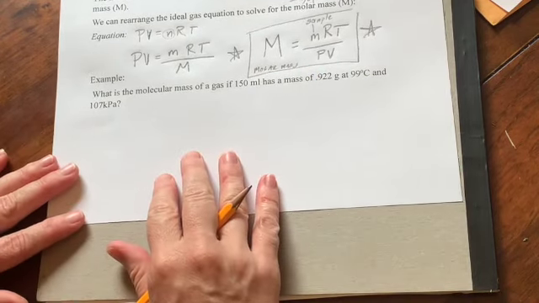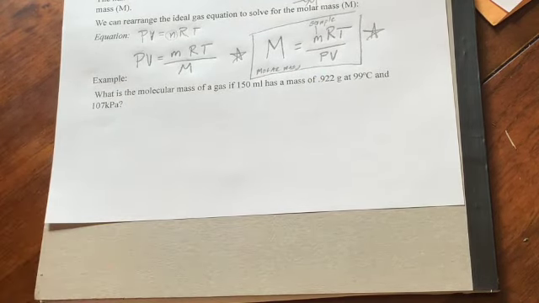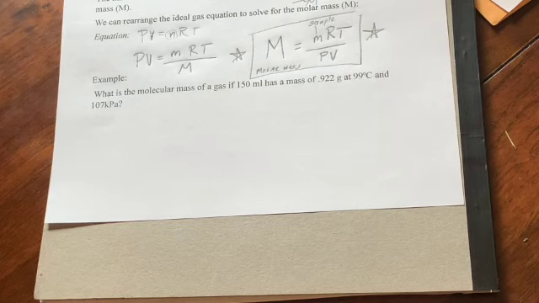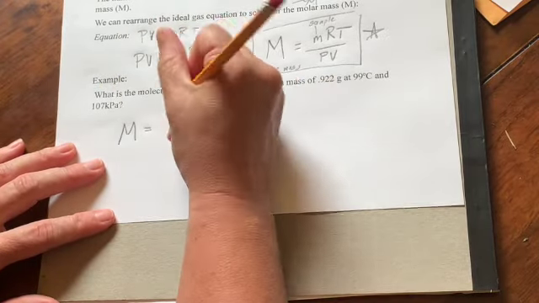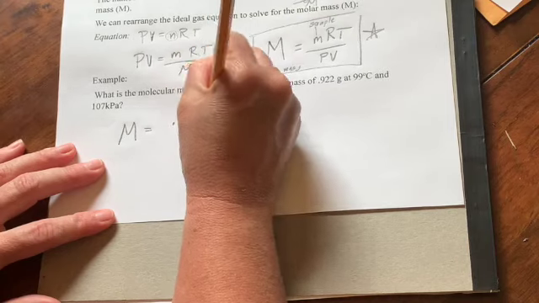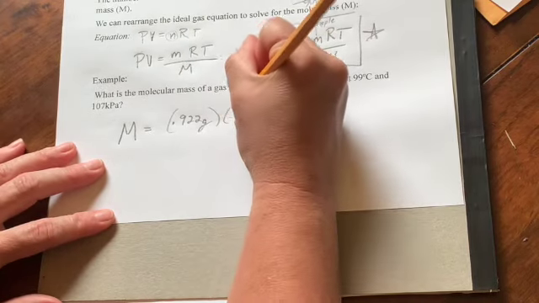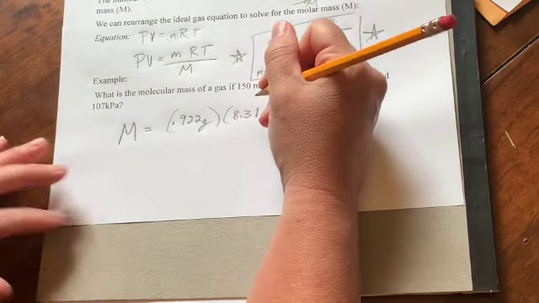So let's take a look at an example. What is the molecular mass, otherwise known as molar mass, of a gas if 150 mL has a mass of 0.922 grams at 99 degrees Celsius and 107 kilopascals? Well, here we go. We're looking for capital M. My sample mass is 0.922 grams. R is 8.31.